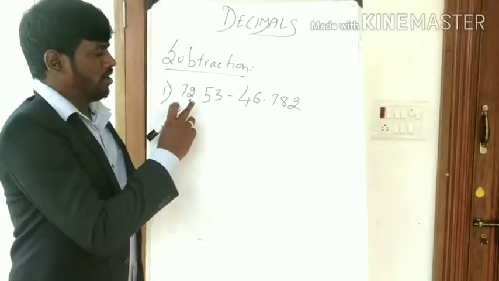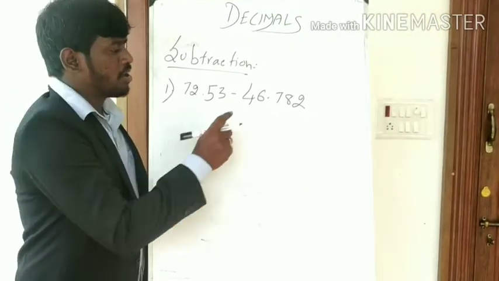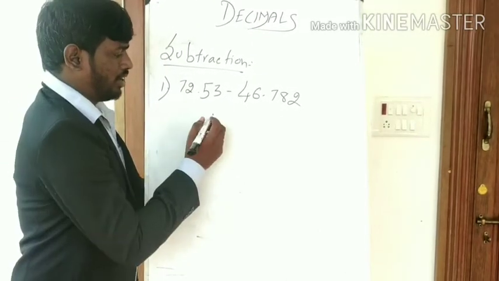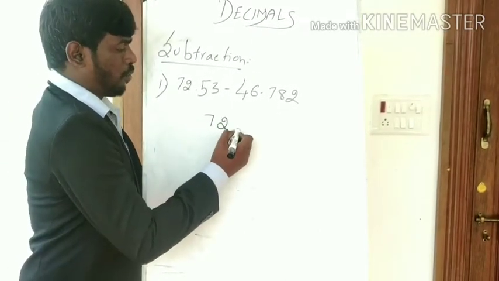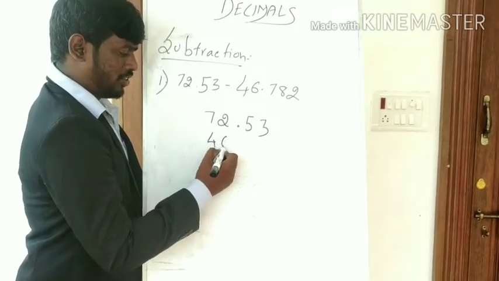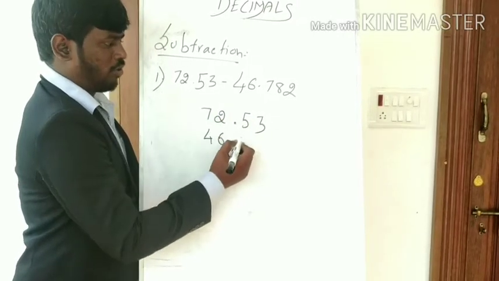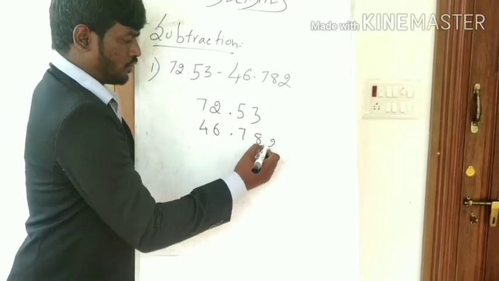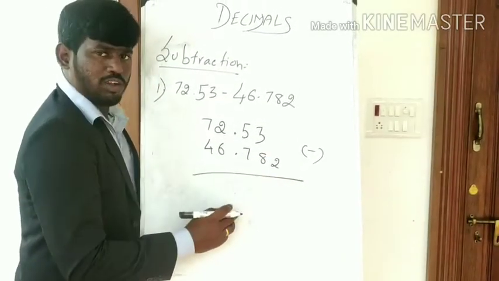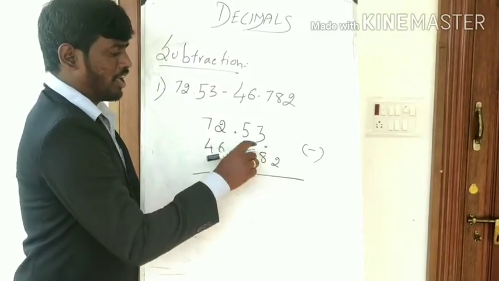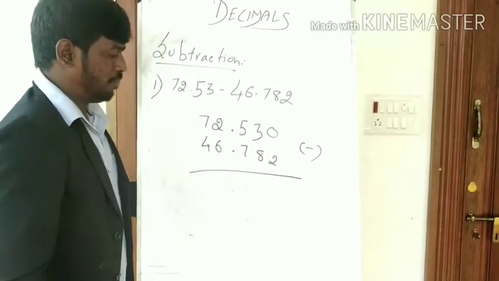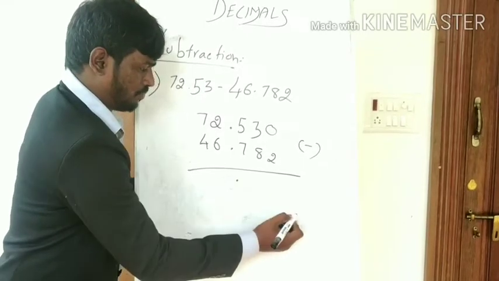The question will be 72.53 minus 46.782. So now I am going to write 72.53, 46.782. The point should be straight always. Before doing the subtraction, change it to like decimal. Here 3 decimal places, here 2. To make it 3, put 0 here. Now it is 3 decimal places and keep the point first.